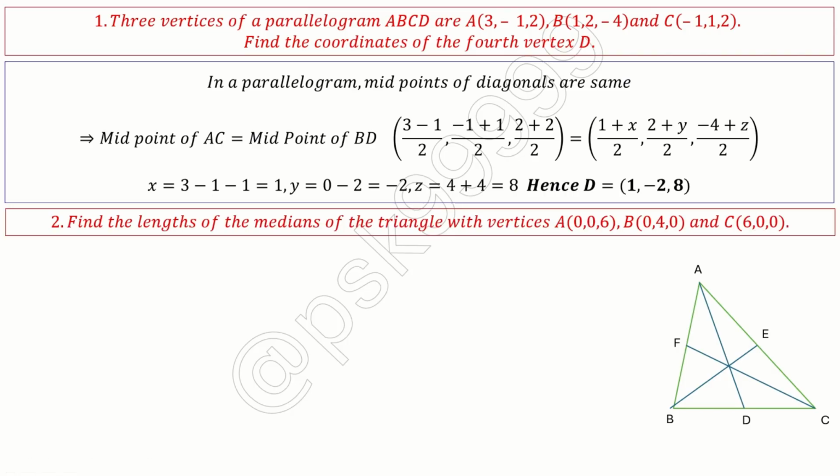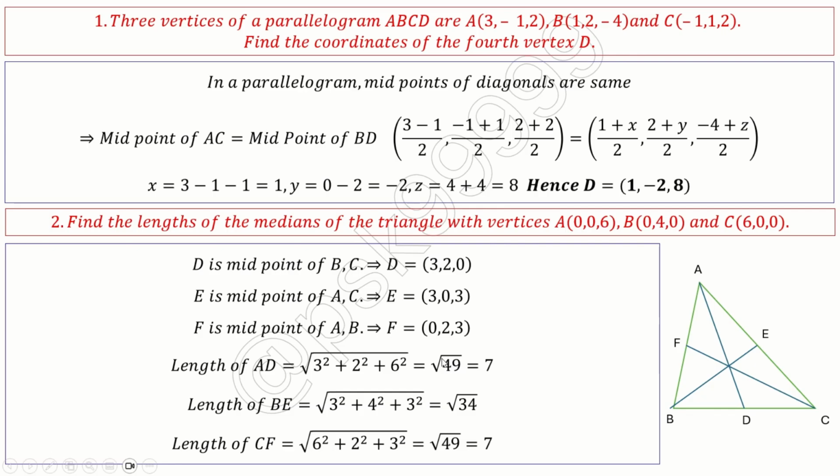Find the lengths of the medians of the triangle with vertices A, B, C which are given. So how do you find medians? A median is a line which connects a vertex to the midpoint of the opposite side in a triangle, correct? So AD is a median, where D is the midpoint of BC, E is the midpoint of AC, and F is the midpoint of AB. So first find out the midpoints. Then it is very simple. I found midpoints D, E, and F. Next is the length of AD, length of BE, length of CF, which are nothing but 7, square root of 34, and 7. So these are the lengths of the medians of this triangle. Next.